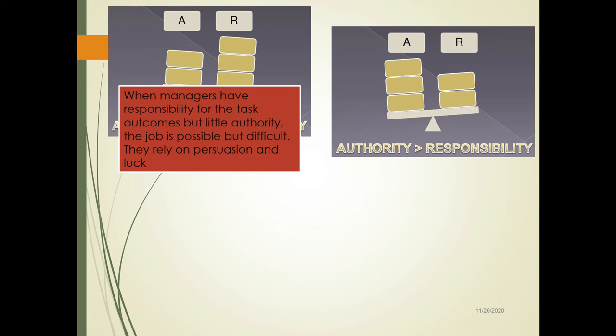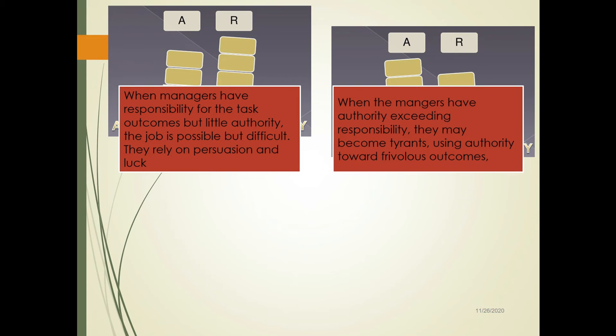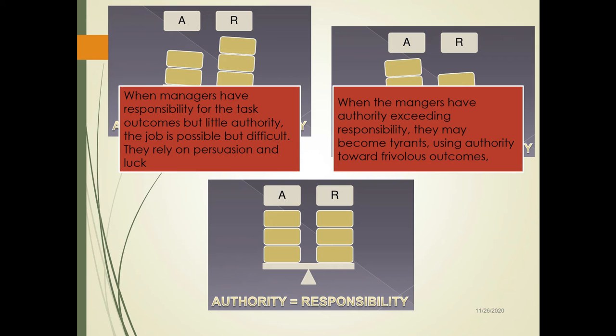But what happens if authority is greater than responsibility? When the managers have authority exceeding responsibility, they may become tyrants. They use their authority towards frivolous outcomes. So, the authority should equate to responsibility.